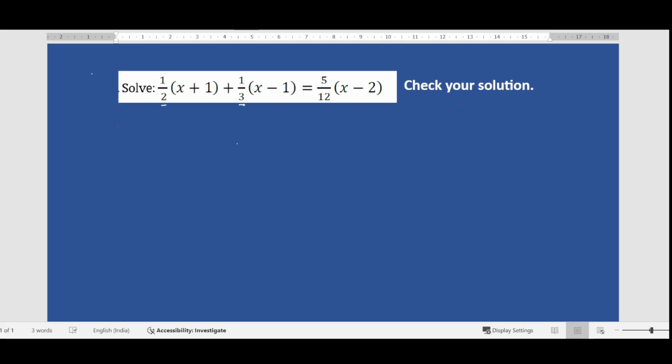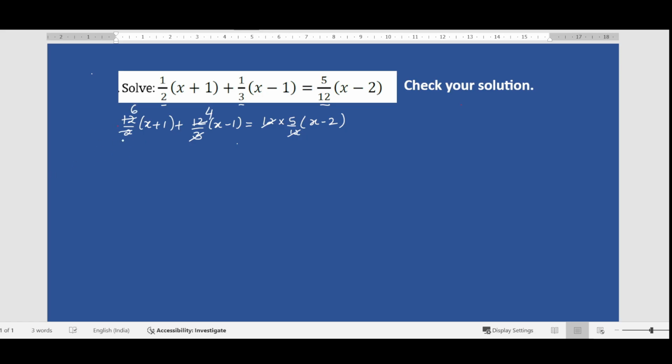2, 3 और 12 का एलसीएम हो गया 12. So multiply each term by 12. So 12 by 2 into x plus 1 plus 12 by 3 into x minus 1 is equal to 12 into 5 by 12 into x minus 2. 12 12 cancel हो गया. 3 1s are 3, 3 4s are 12, 2 1s are 2, 2 6 are 12.